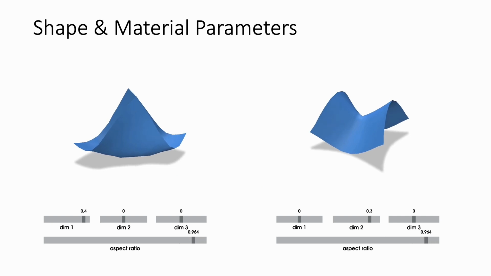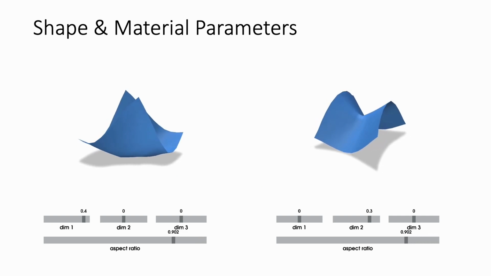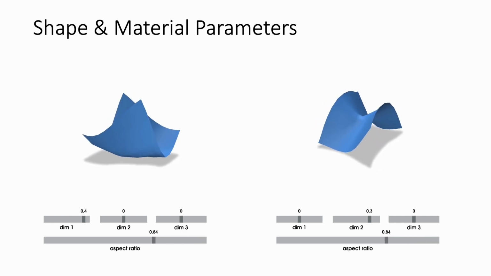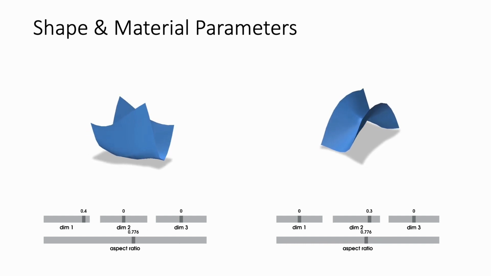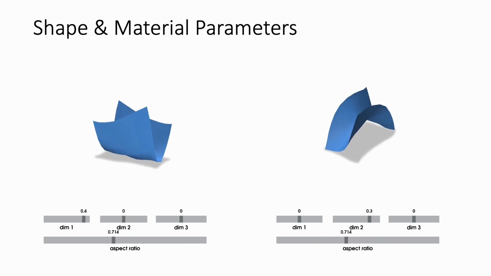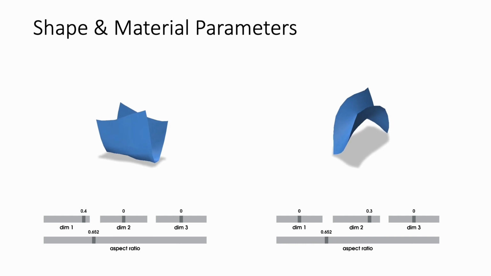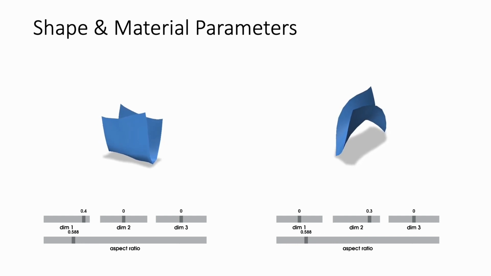Neural modes can be easily extended to auxiliary parameters that control shape and material properties. In this interactive example, we change the aspect ratio of an elastic sheet from square to rectangular. We observe that the folding direction smoothly rotates from the diagonal to the sheet's short axis in dimension 1. We additionally showcase two applications, starting with subspace simulation.